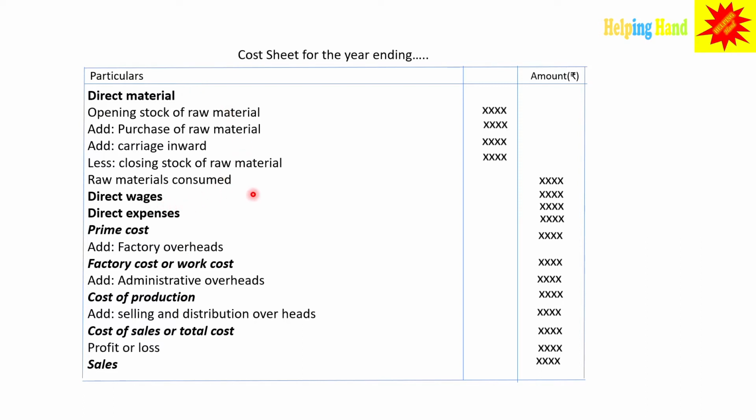What do you mean by direct wages? Direct wages are those wages paid to the laborers who are directly involved in the manufacturing process, without whom the manufacturing process shall stop. So they are very much necessary for the manufacturing process. Without them, the manufacture may stop immediately without any further manufacturing. So such wages paid shall be considered as direct wages and are recorded next.